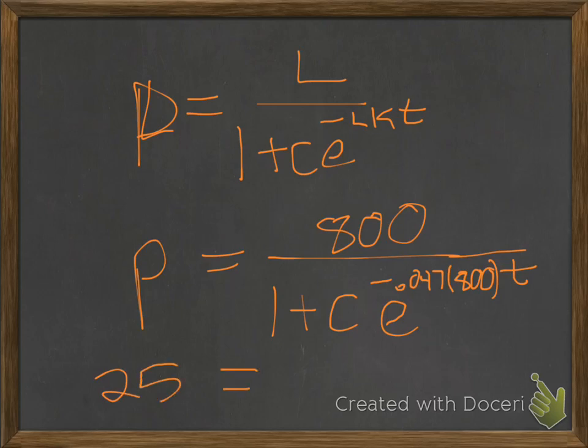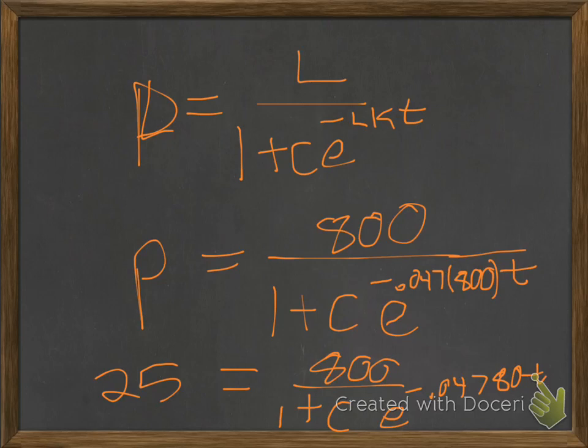Before we can answer this question, I got to go get C. So I know that's a little bit painful, but we can't do this without C. So you go 1 plus C e to the negative 0.047 times 800 T. At that point we solve for C. And then you can answer the question at the end. We'll get there. Hang tight.